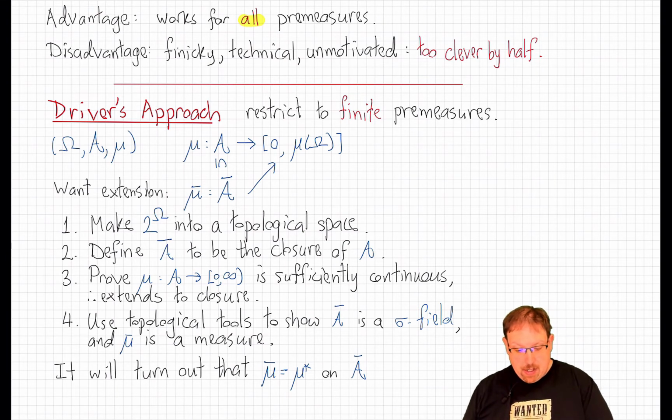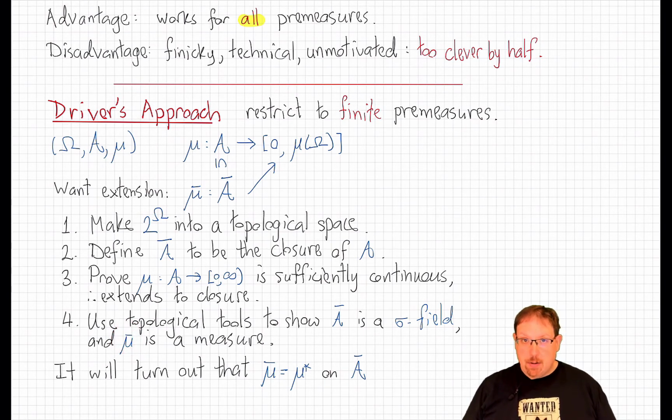Then we define the extension of the field A to be the closure of the field A in that topology. We prove that the topology we've chosen is adapted nicely to the original premeasure so that that function mu is a very continuous function, continuous enough that it automatically extends to the closure of the set A. And then we will use basic topological tools to show that indeed that closure is a sigma field and the extension mu bar is a countably additive measure.